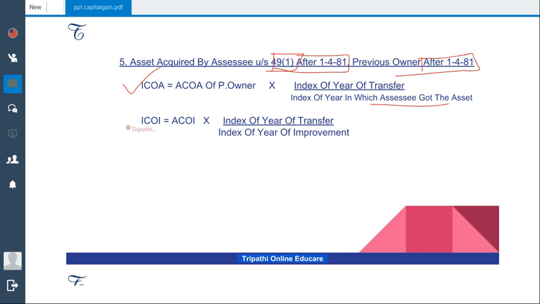And what about index cost of improvement? Index cost of improvement is equal to actual cost of improvement into index of year of transfer upon index of year of improvement. Now if you see here, we are not putting the bracket after 1981. Why? Because you got this asset after 81. And in fact, the previous owner also bought this asset after 81, right?